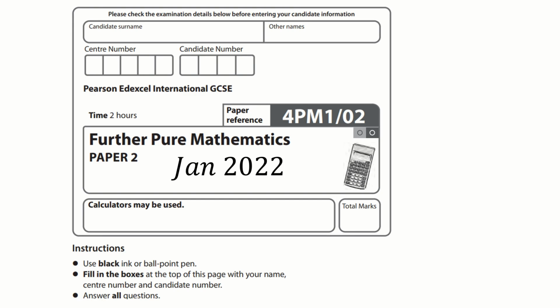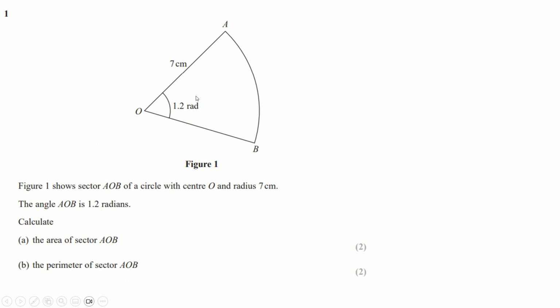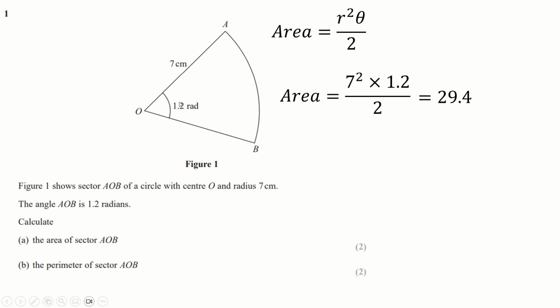This is the Further Pure Maths January 2022 paper 2 from Pearson Edexcel IGCSE. Let's just do it. The area of our sector is r squared theta over 2 if you're working in radians. So we just do 7 squared times 1.2 divided by 2 and we get this answer.